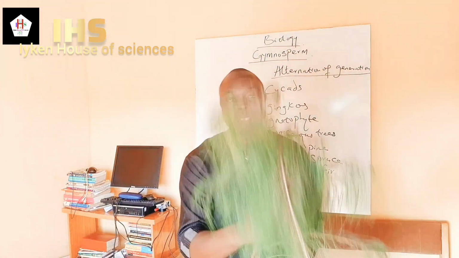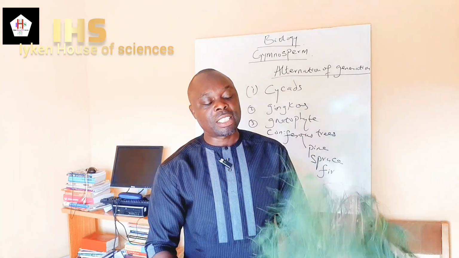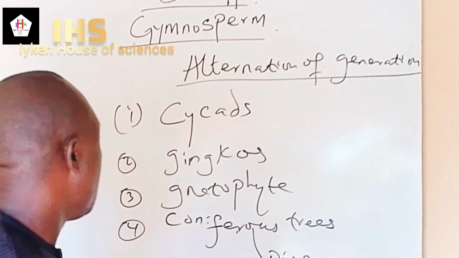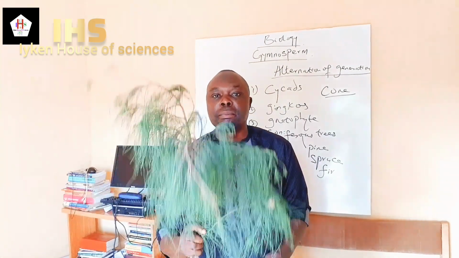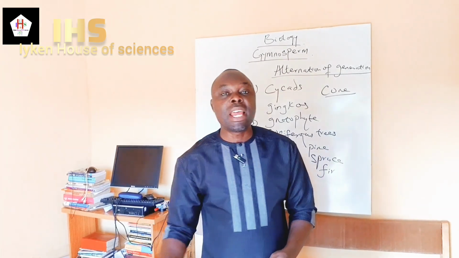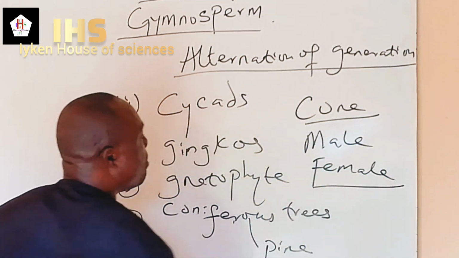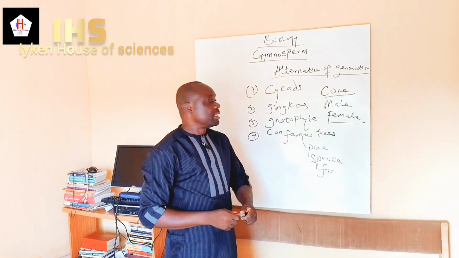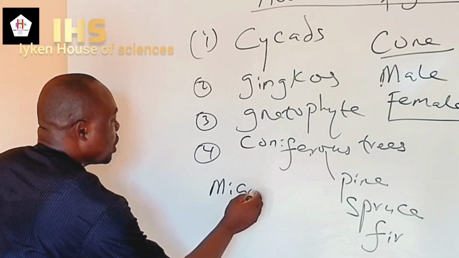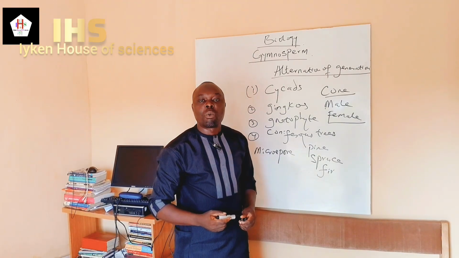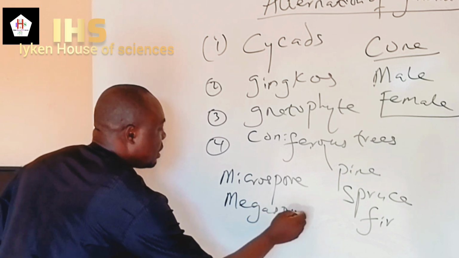Now, the tree itself, the gymnosperm itself, is the sporophyte stage. This sporophyte stage contains two cones. That's why they are called cone-bearing plants. It has two cones: the male cone and the female cone. The male cone produces what we call the microspore, while the female cone produces what we call the megaspore.